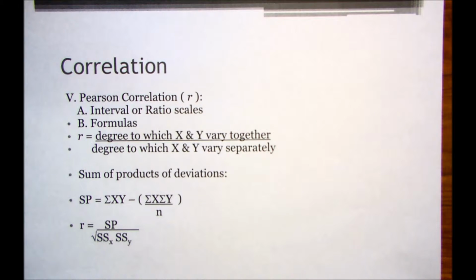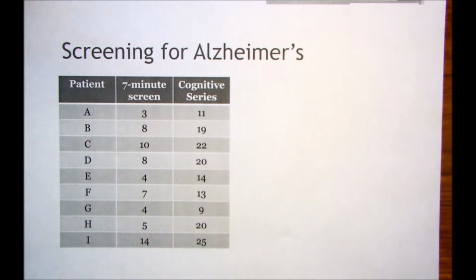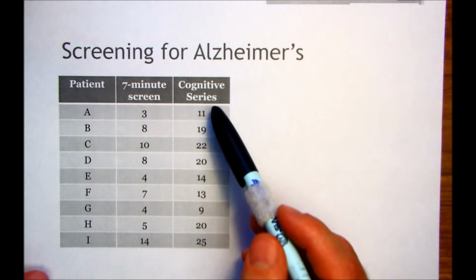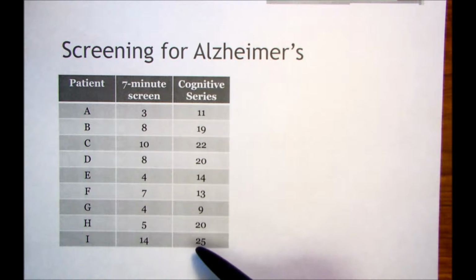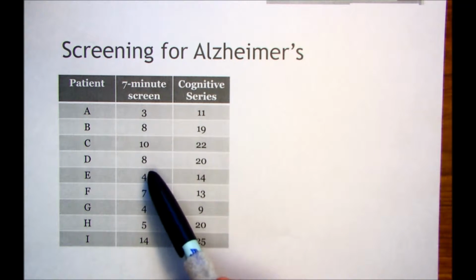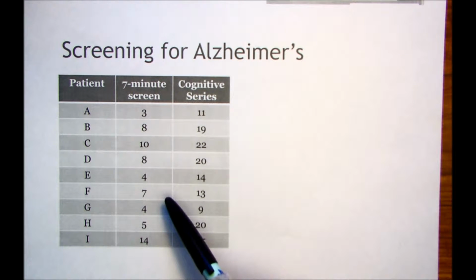Okay. So let's go through a problem related to this. This would be looking at screening for Alzheimer's. If the normal screening is kind of long, then we have this long cognitive series test that you would take patients through. And so some researchers developed a 7-minute screen, a much shorter version of this test, to see if within 7 minutes we can give people a valid assessment as to where they're at, whether or not there's a potential for Alzheimer's for the individual.